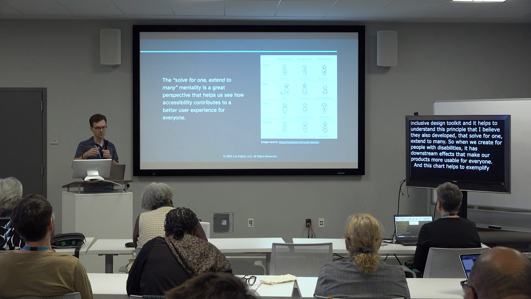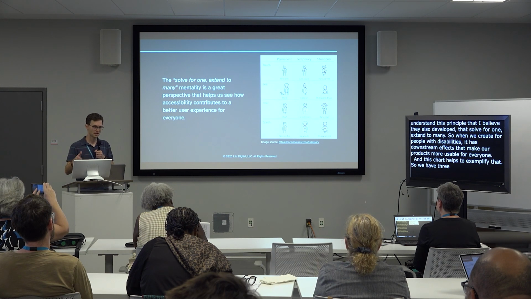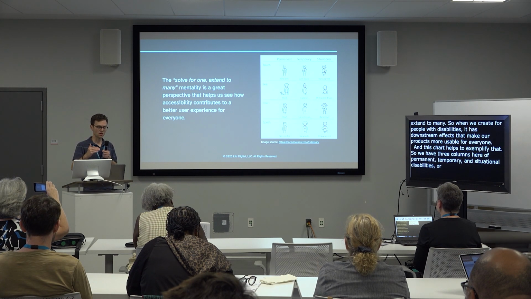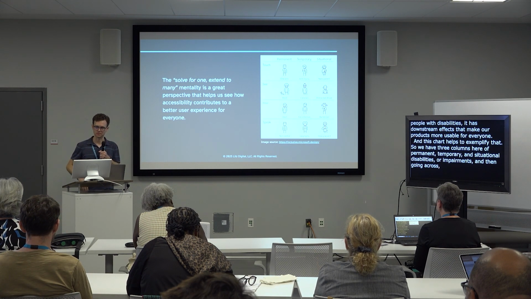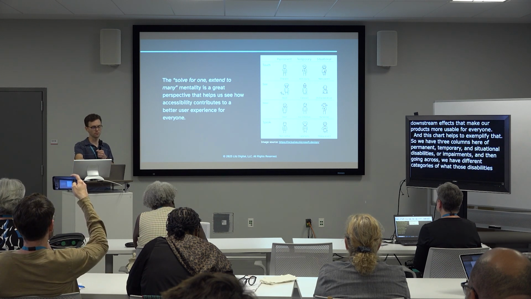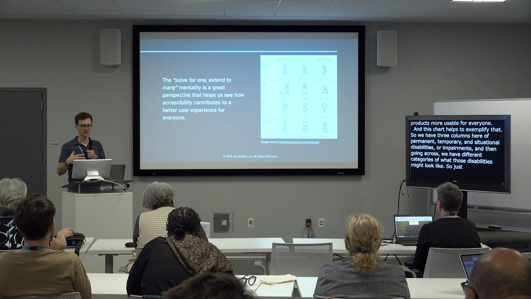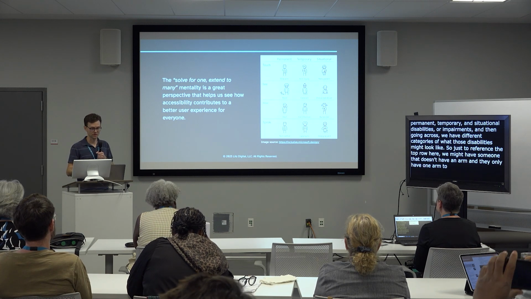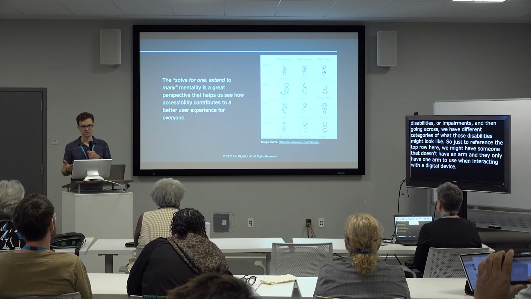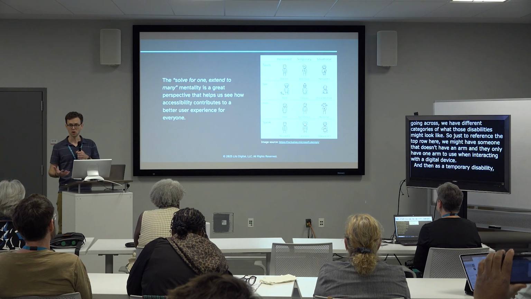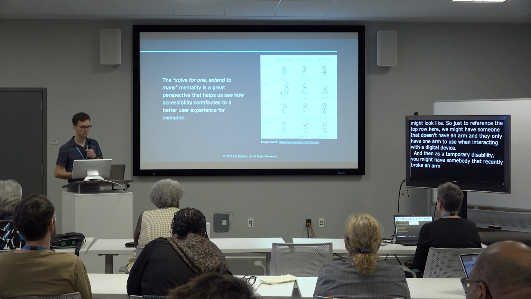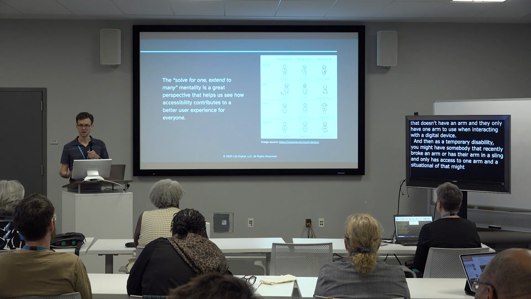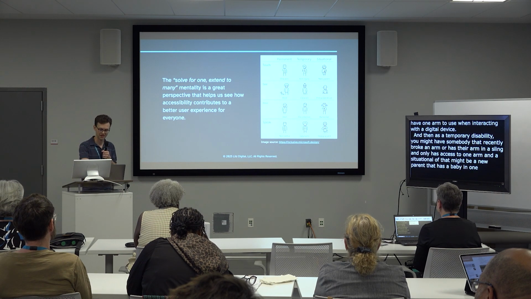So we have 3 columns here of permanent, temporary, and situational disabilities or impairments. And then going across, we have different categories of what those disabilities might look like. So just to reference the top row here, we might have someone that doesn't have an arm and they only have one arm to use when interacting with a digital device. And then as a temporary disability, you might have somebody that recently broke an arm or has their arm in a sling and only has access to one arm. And a situational example of that might be a new parent that has a baby in one arm and again can only have use of one arm at that time.